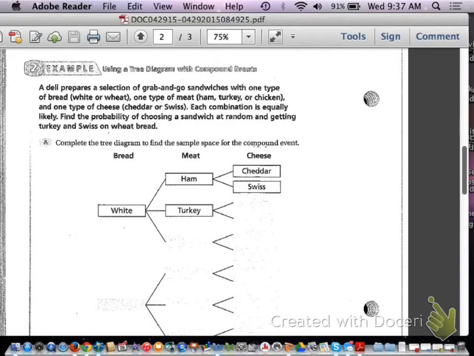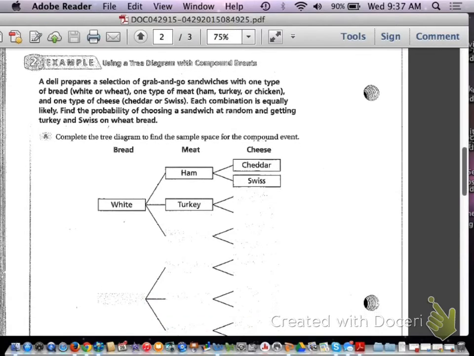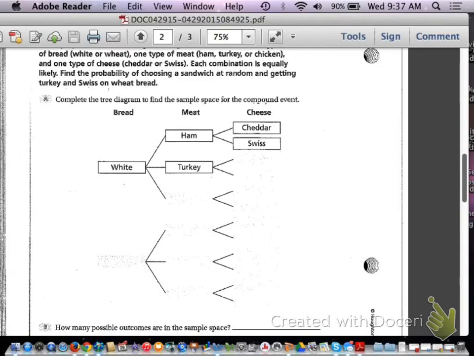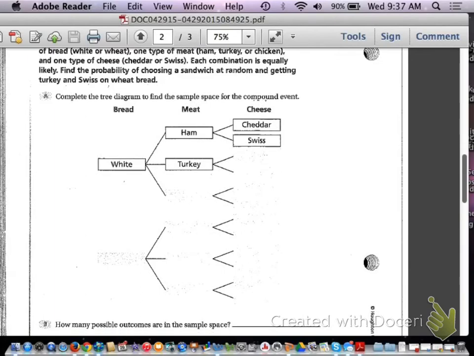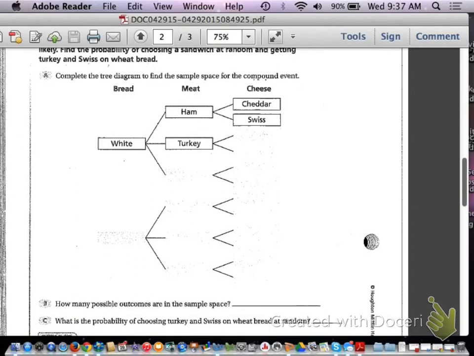So we are going to complete the tree diagram to find the sample space for this compound event. So let's get the tree diagram in our field of view here.